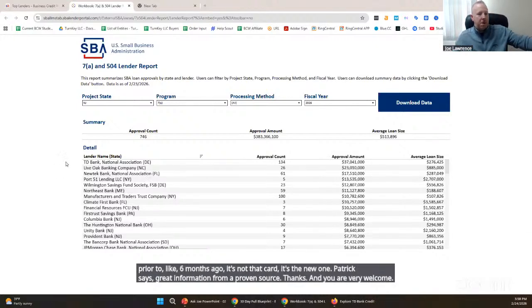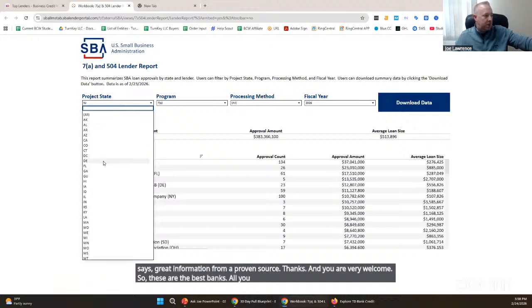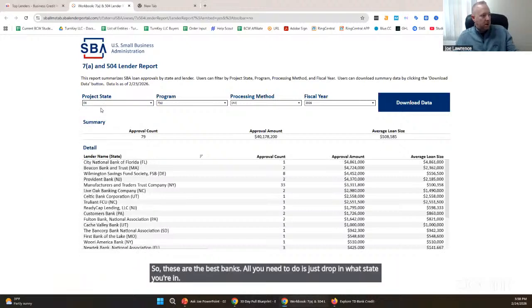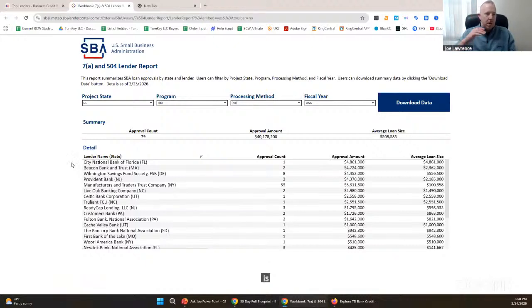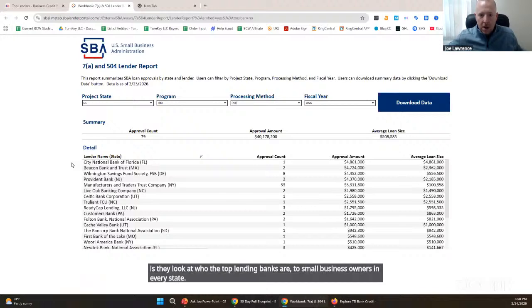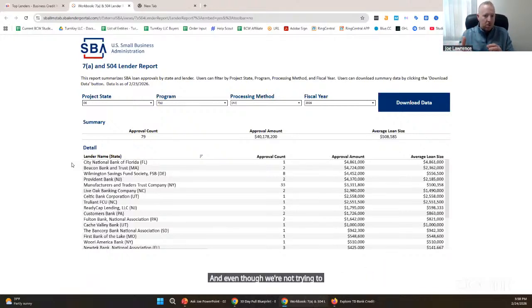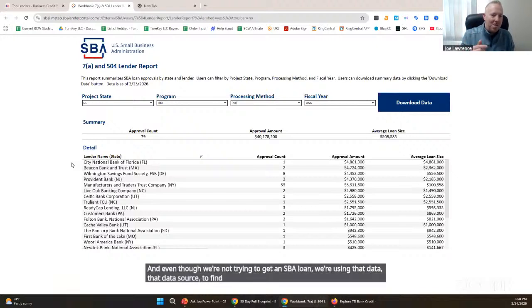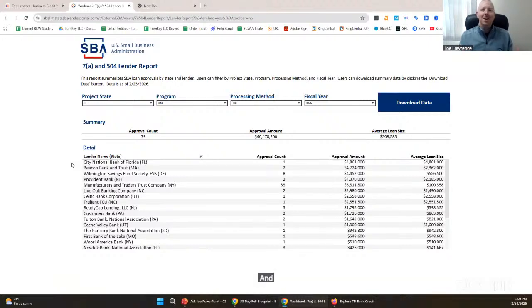So these are the best banks. All you need to do is just drop in what state you're in. So if you're in Delaware, you click on DE and you start looking at these banks. The way they figure this data out is they look at who the top lending banks are to small business owners in every state. Even though we're not trying to get an SBA loan, we're using that data source to find out who are the most small business friendly banks. And we know that they love small business.